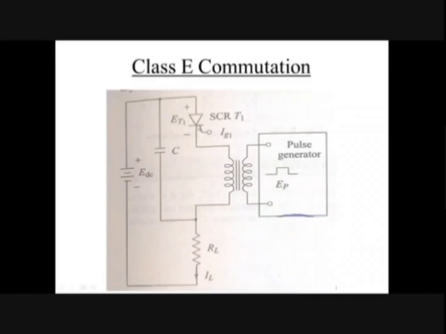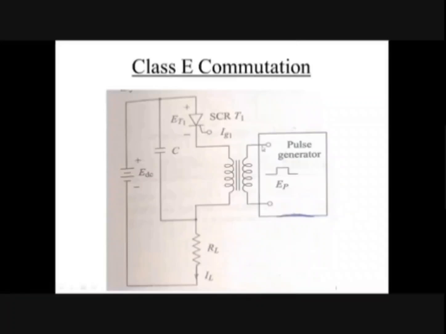How it operates? So as usual here this supply, SCR, RL is the main circuit. Additionally we have a transformer called the pulse transformer. This is used for switching off the SCR.